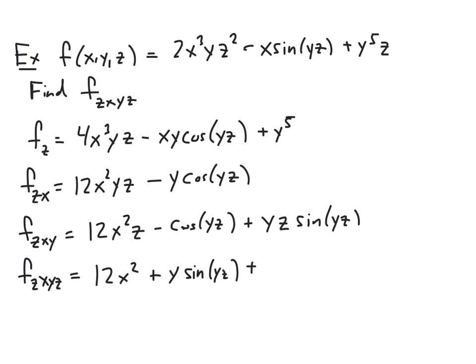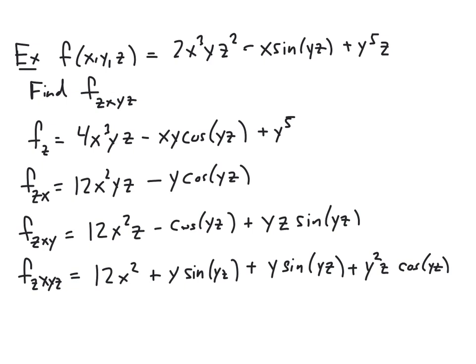And then this last term, we will need to use the product rule. So the derivative of yz is y times sine of yz. Plus yz cosine yz multiplied by another y, so I'll make that y squared z cosine yz.